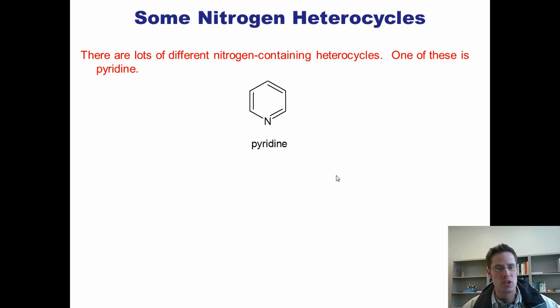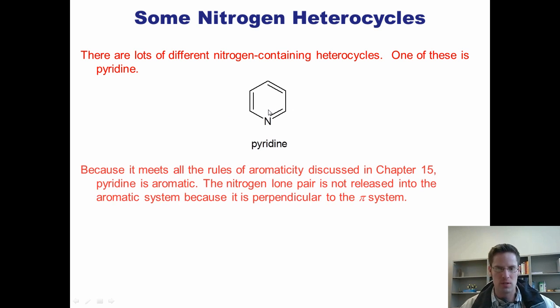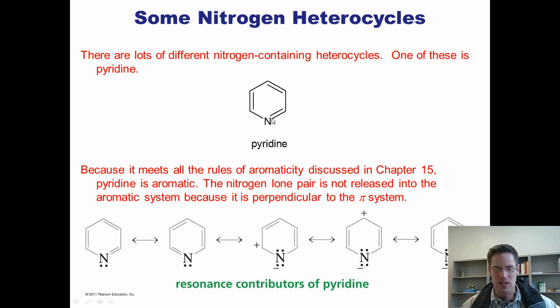There are lots of different nitrogen-containing heterocycles. One of these is pyridine, which you might remember from back in chapter 10. Because it meets all of the rules of aromaticity that we discussed in chapter 15, pyridine is aromatic. The nitrogen lone pair, which I haven't drawn here, is not released into the aromatic system because it is perpendicular to these pi electrons in the ring. These resonance structures here show us how the nitrogen in pyridine has a partial negative charge, which means that it actually withdraws or sucks electron density from the remaining carbon atoms in the ring.